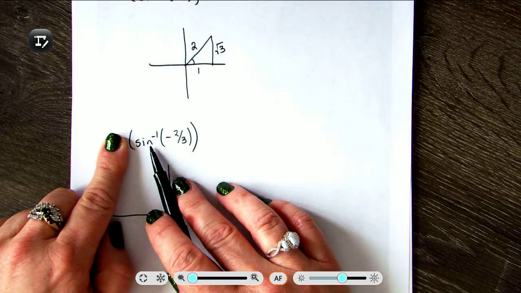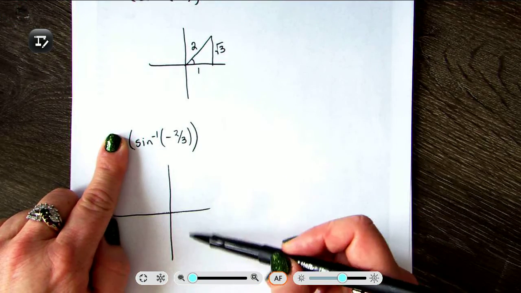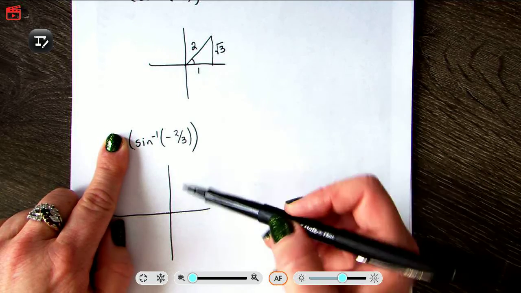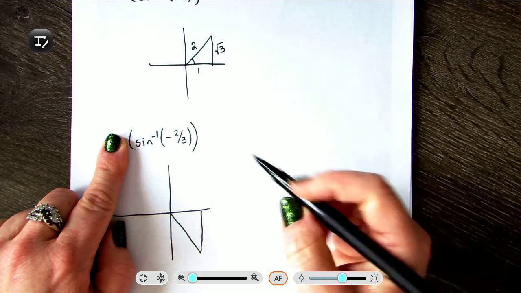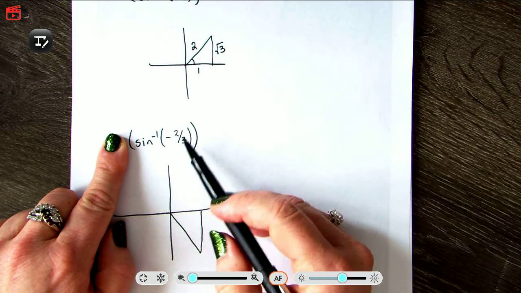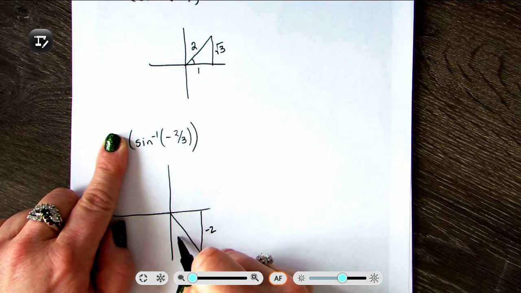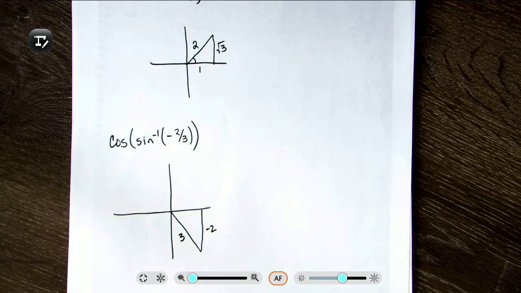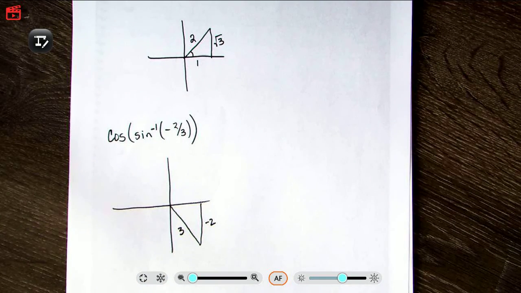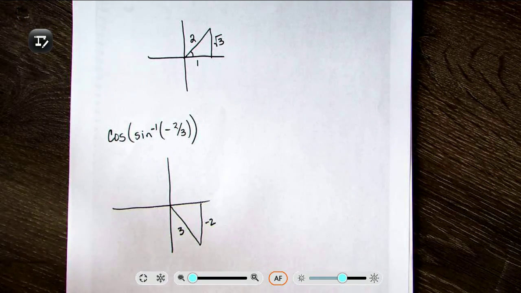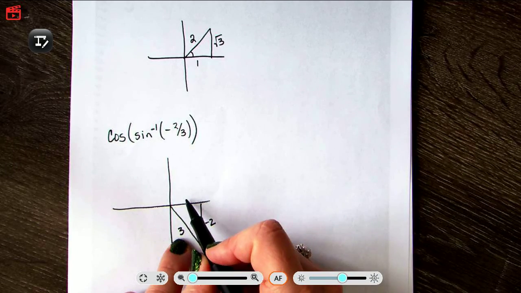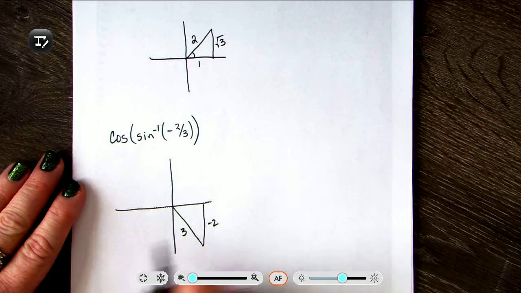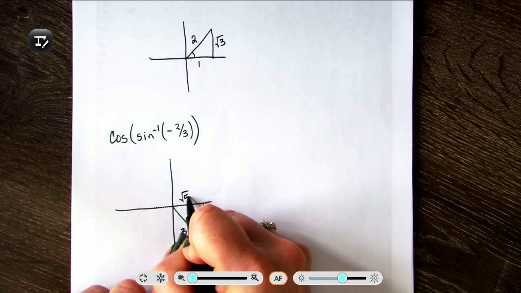So inverse sine is restricted to the fourth and the first. Since it's negative, I'm down in the fourth. Sine is opposite over hypotenuse. This is not a triangle I know, but I don't care. I can still do this. So I can find this value by taking 4 plus 9. This would be the square root of 5.